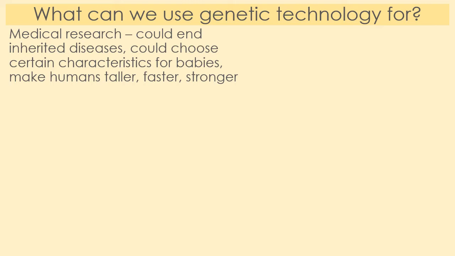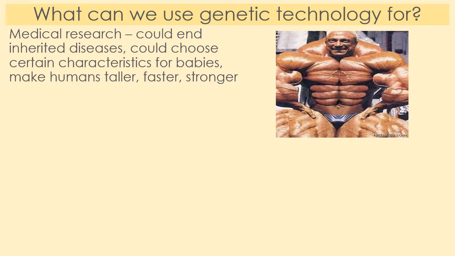We could also choose certain characteristics for our children, our offspring. So if I want a child that is going to be male or female, we could choose that. We could say, actually, I want one that's going to be taller than average, faster than average, and we can then use that to make humans taller, faster, stronger, cleverer, whatever we want.